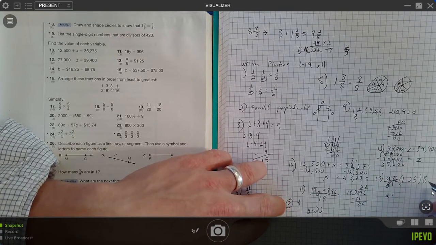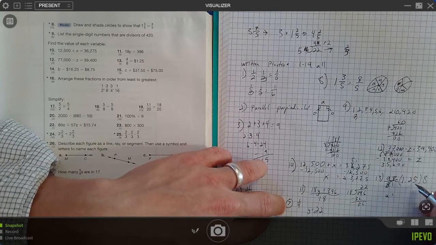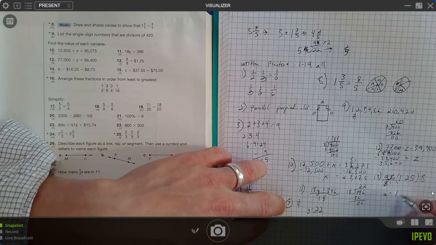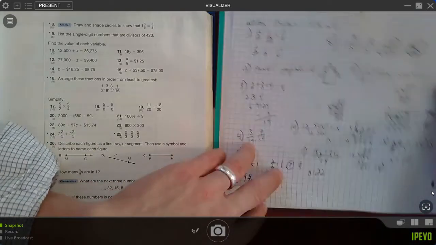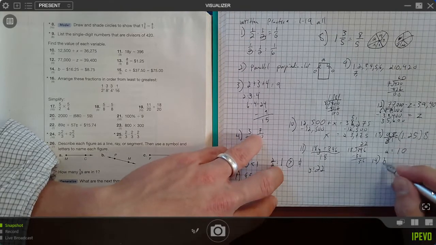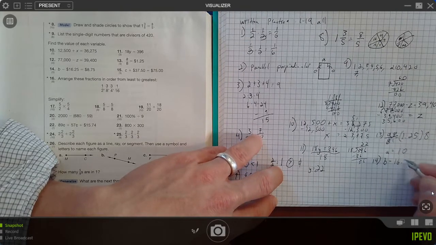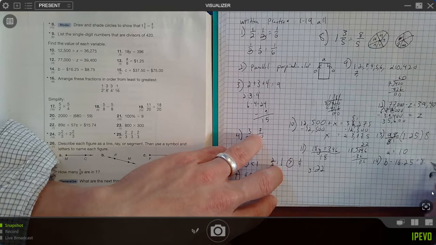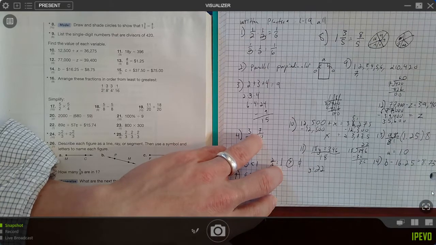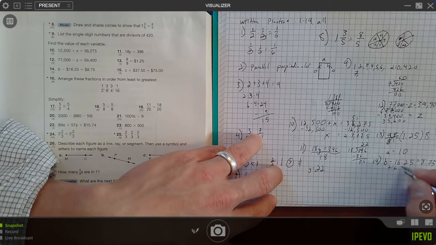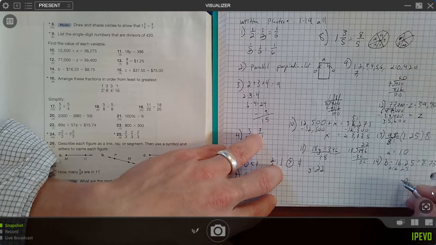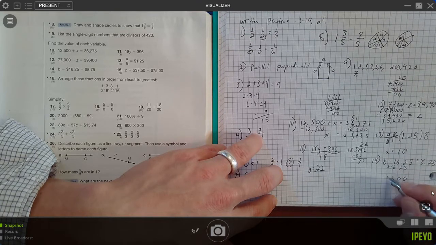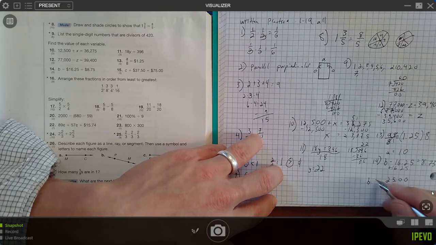So 1 times 8 is 8. 8 times 2.25 is 2. So that's a total of 10. B minus 16.25 equals 8.75. Okay, we're going to add 16.25 to both sides. B equals $25.